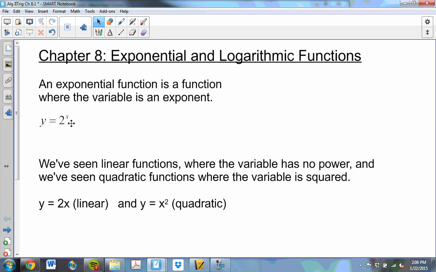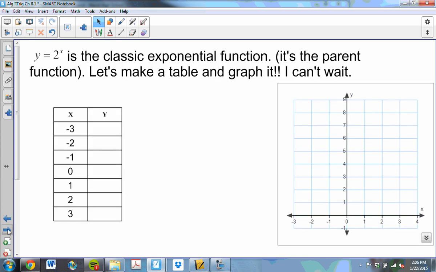So here we have 2 to the x as opposed to 2 times x, which is linear, or x squared, which is quadratic. 2 to the x is exponential, where the variable is an exponent. These aren't polynomials. They don't follow the polynomial rules. In fact, their graphs look pretty interesting compared to the rest that we've seen, and we'll talk about those. So I'm going to take y equals 2 to the x. I'm going to graph it over here, and I'll plug in points over here, and all this stuff can be done on your calculator.